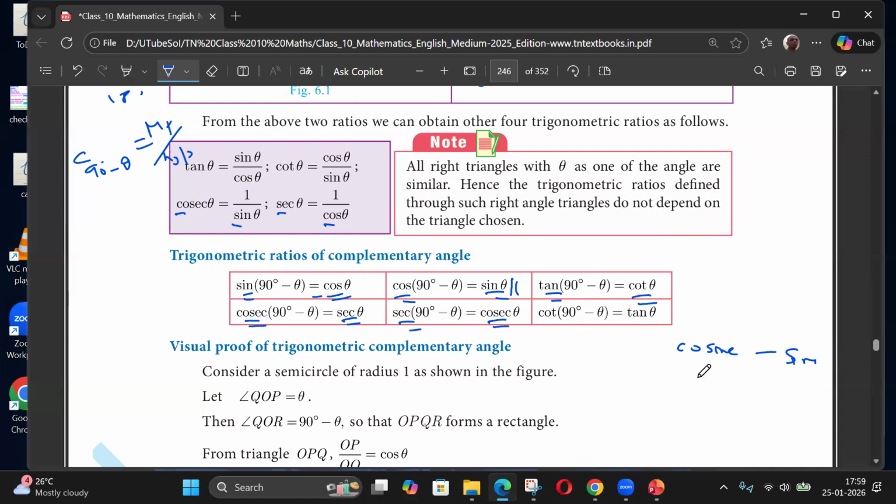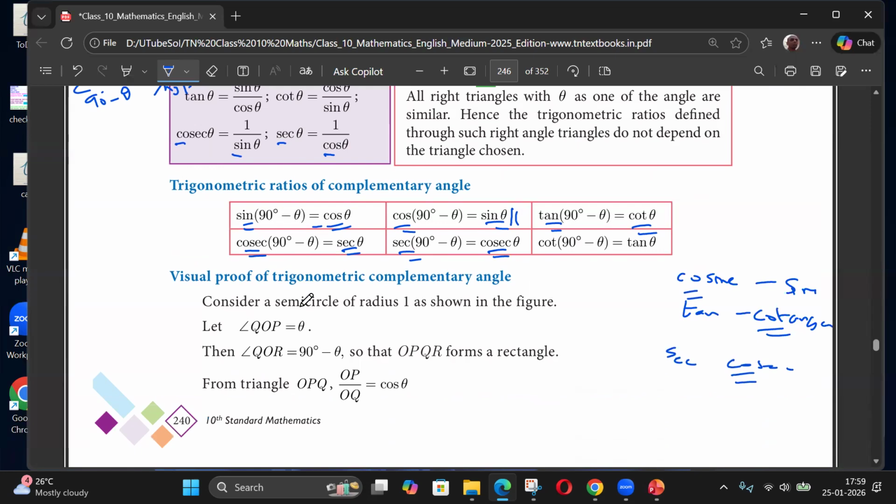Similarly, tan and cot, where cot is actually cotangent, the full name. So whenever this co is there, it's a complementary thing. And secant and cosecant are also complementary. So that's why this complementary relation is there. That way you can remember: the co suffix will be there, co and then secant.